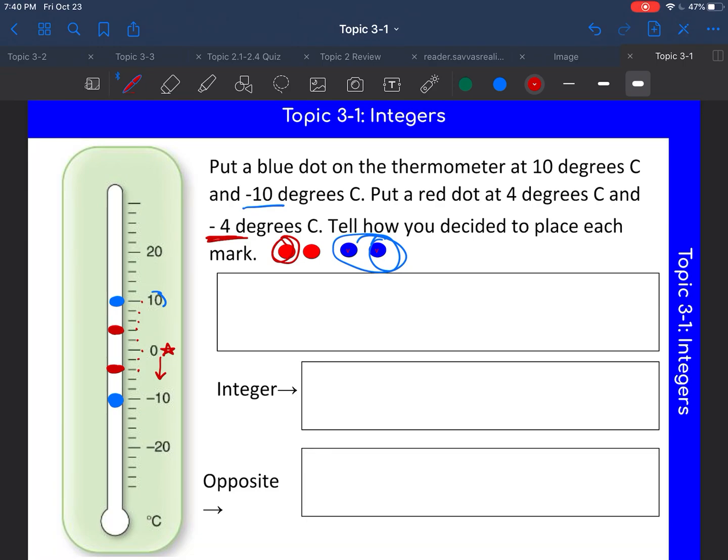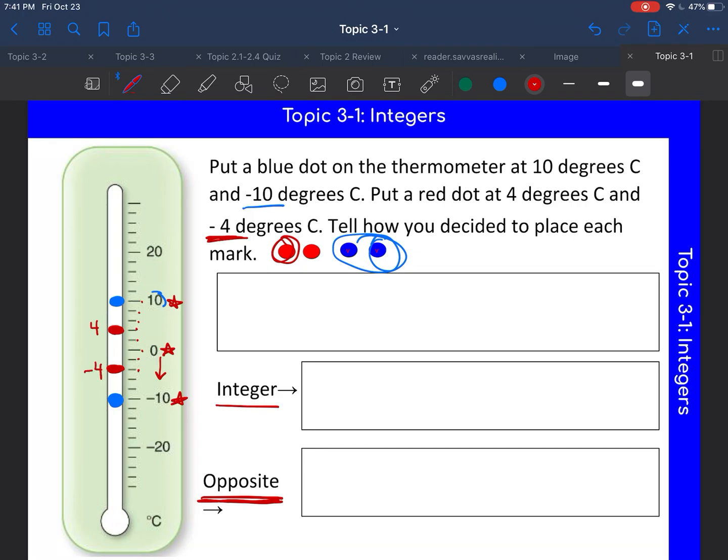All right, so there are 2 vocab words that I want to go over on this slide. The first vocab word is integer. The second vocab word is opposite. We're going to focus on the second vocab word, opposite. So you actually, without even noticing it, graphed on this thermometer 2 sets of opposite numbers. Okay, 10 and negative 10 are opposites, and 4 and negative 4 are opposites.